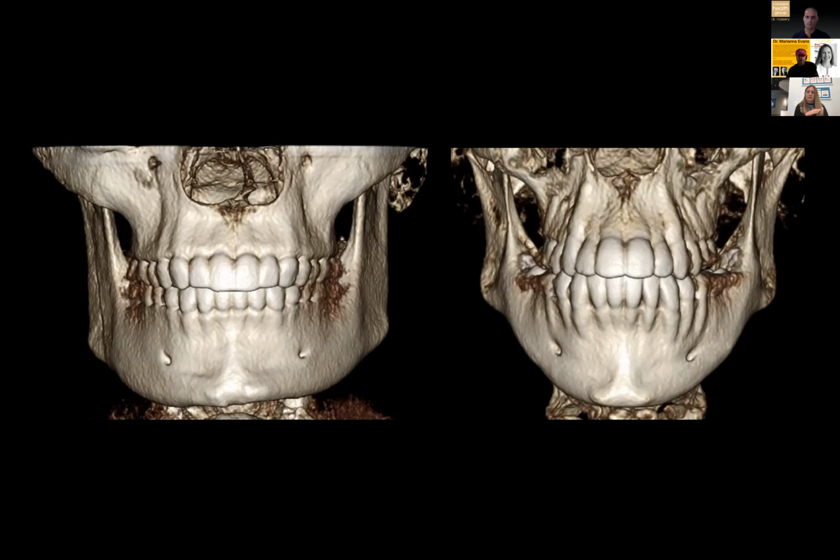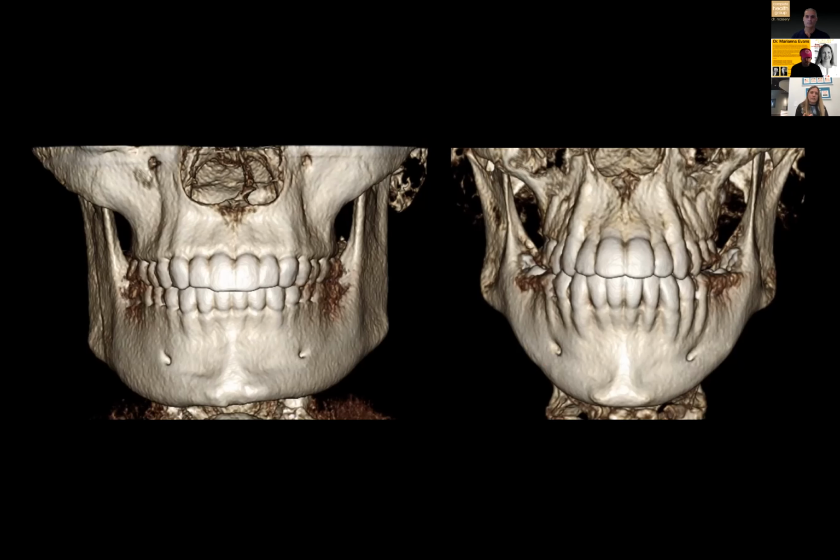Both of them went through 2 rounds of phase 1, phase 2 orthodontic treatment. Both of them spent 6 years in appliances, 6 years of their life when they are growing, when they're enjoying life, wearing orthodontic appliances.